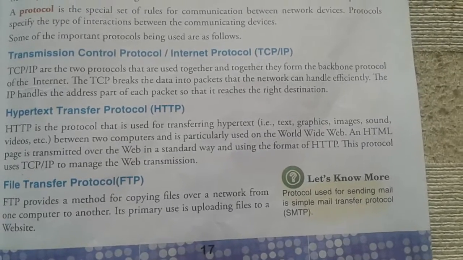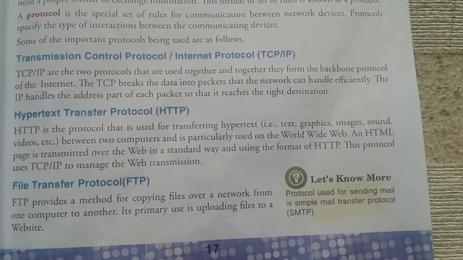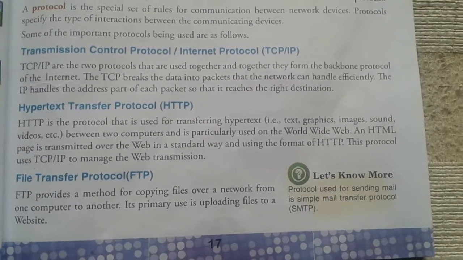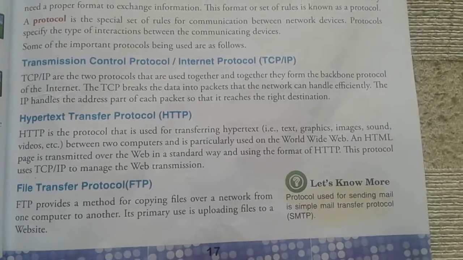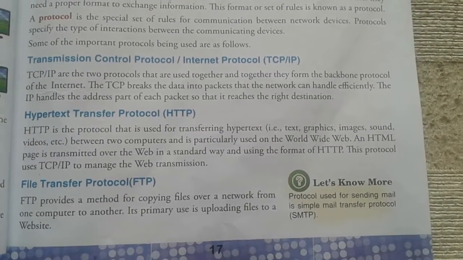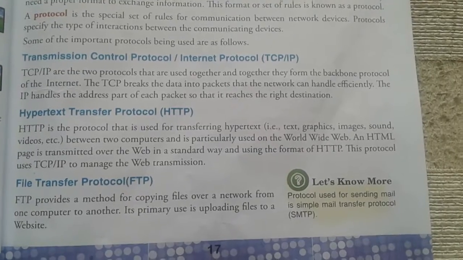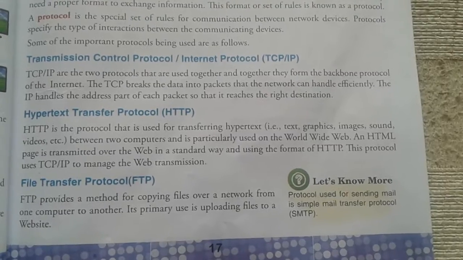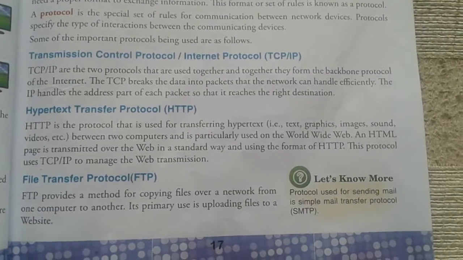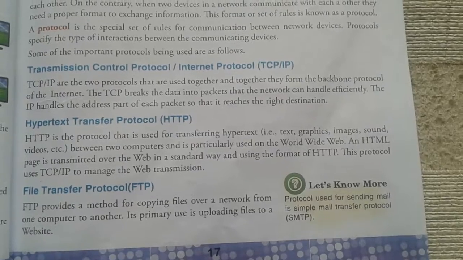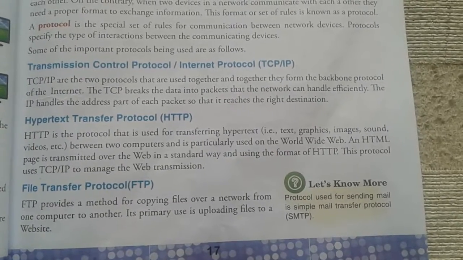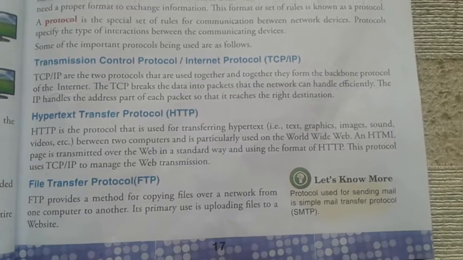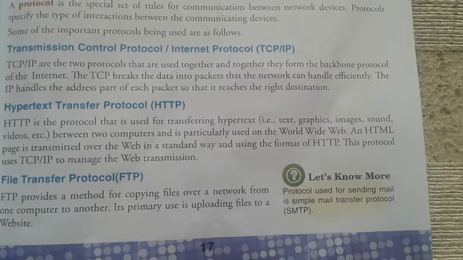So the protocols are Transmission Control Protocol, the short form is TCP, and IP, Internet Protocol. TCP and IP are two protocols that are used together, and together they form the backbone protocol of the internet. Whenever you are going to use the internet, these are the backbone of the protocol. Backbone means the spine, that means it's very necessary. If you are going to use the internet, you have to follow these protocols, because without them you can't use the internet.